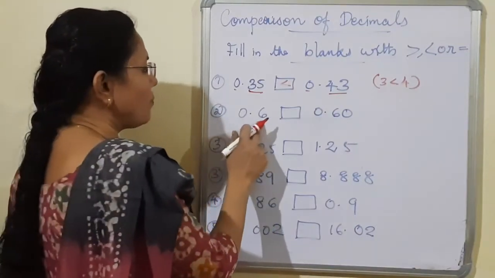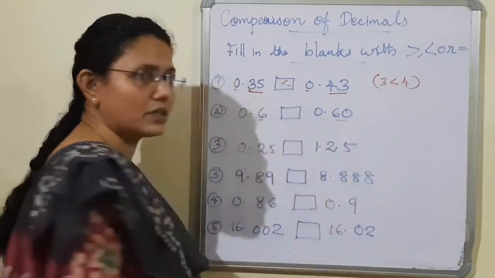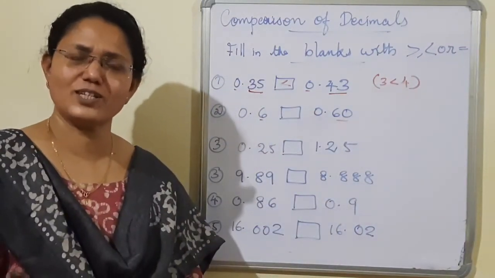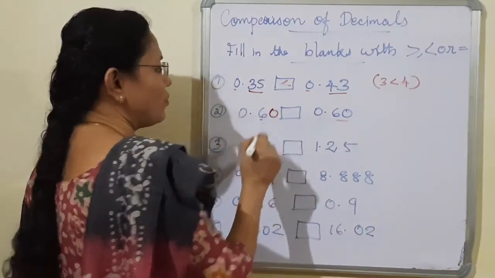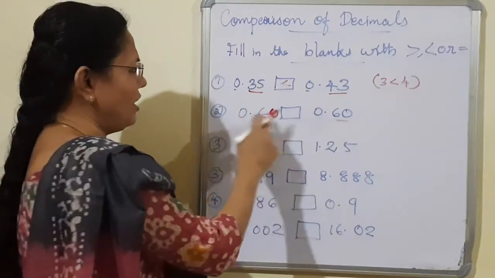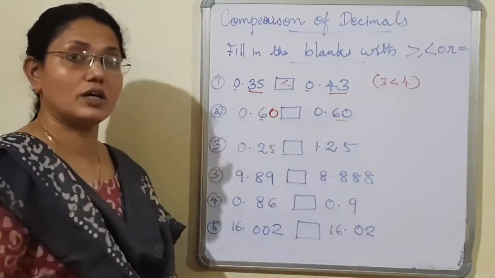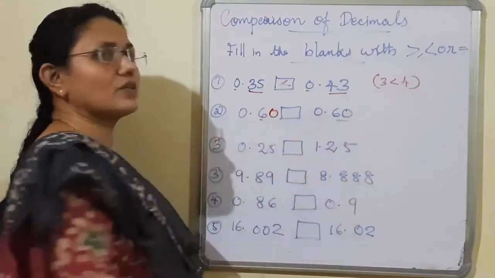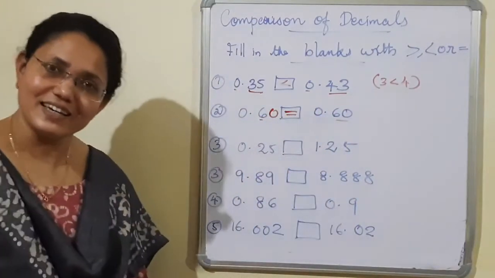First 0.6 and 0.60. Here only one digit, here two are there. Then what to do? How can we change this into like decimal? Yes, put one 0 here. By putting 0, its value does not change. Now you compare whole number part. Both are equal. Next 10th place, 6, both are equal. 100th place, both are equal. Means both these decimal numbers are equal.